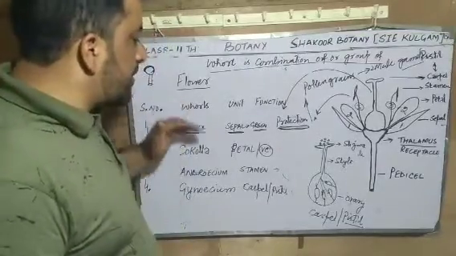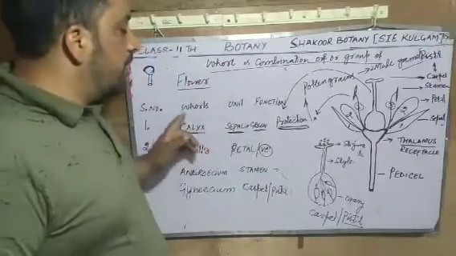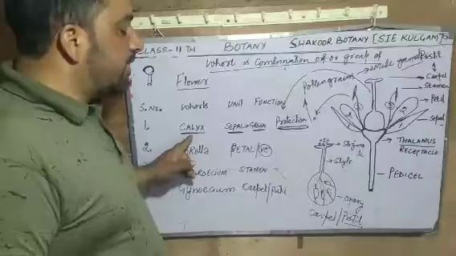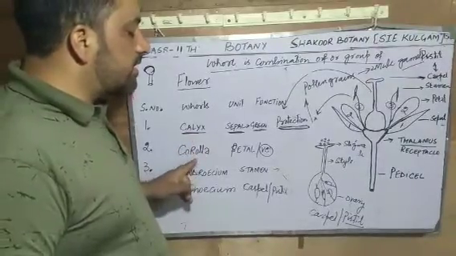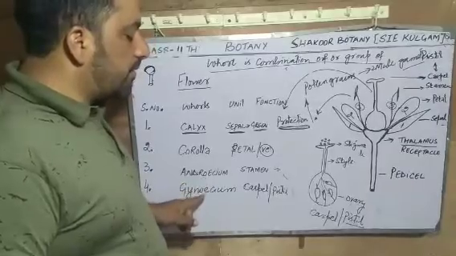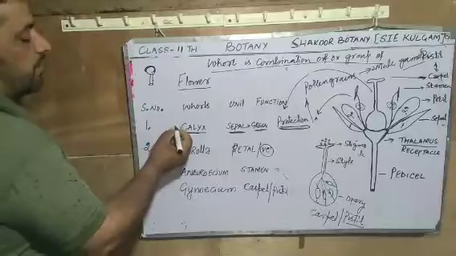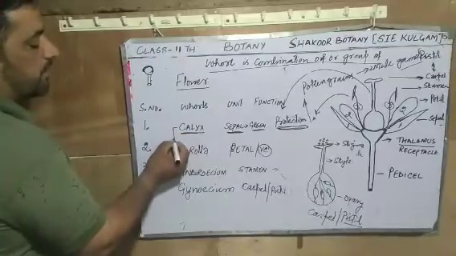And remember the 4 whorls of a flower. Remember the units of each whorl. We have 4 whorls of a flower. The outermost whorl is calyx, then the second whorl is corolla, then the third whorl is androecium, then gynoecium, the female whorl. See, calyx and corolla do not directly take part in the process of reproduction.